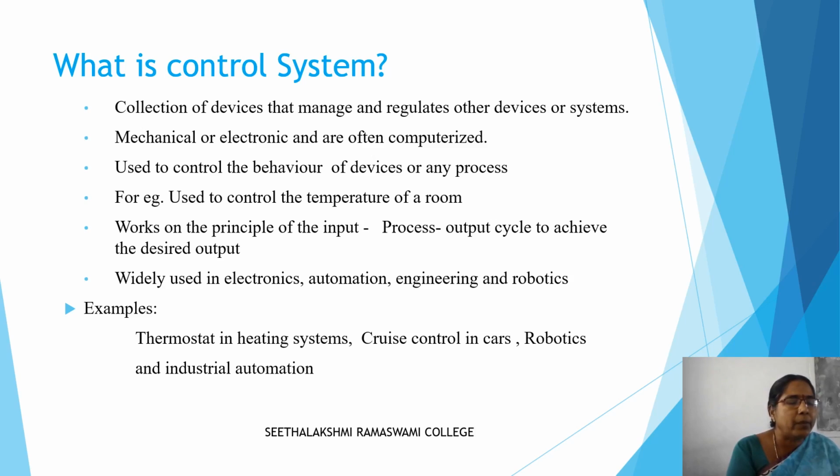The working principle of the control system is input, process, output, cycle. This is used to achieve the desired output. The various fields used in the control system are electronics, automation, engineering, and robotics. Examples of the control system are thermostat in heating systems, cruise control in cars, robotics, and industrial automation.